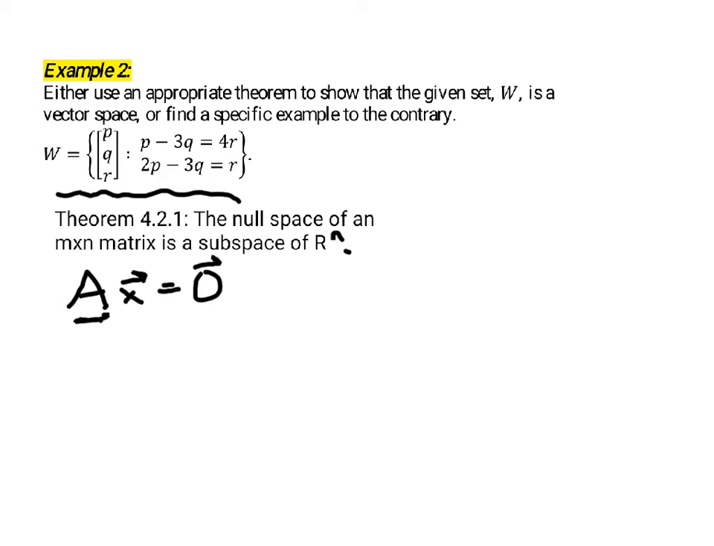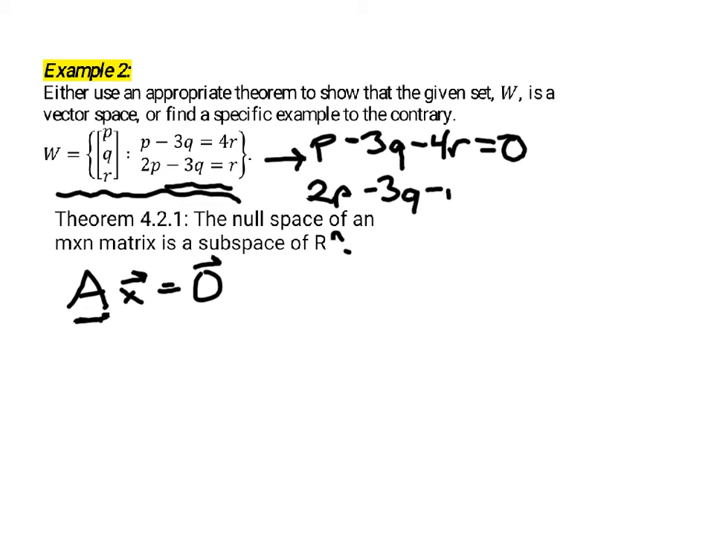So let's see what we're given. W is a set of three-dimensional vectors that satisfy these two equations. Now the two equations could be rewritten by moving over the R terms. So P minus 3Q, and then move the 4R over, so minus 4R is equal to 0. And 2P minus 3Q minus R is equal to 0.